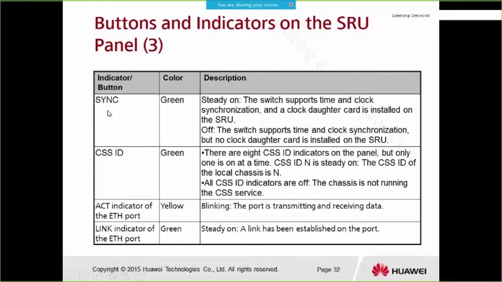Okay, next, the synchronize indicator is used for clock synchronization. And the CSS ID is used for the CSS function. There are 8 CSS ID indicators on the panel, but only one is on at a time. If CSS ID N is steady on, it means the CSS ID of the local chassis is N.